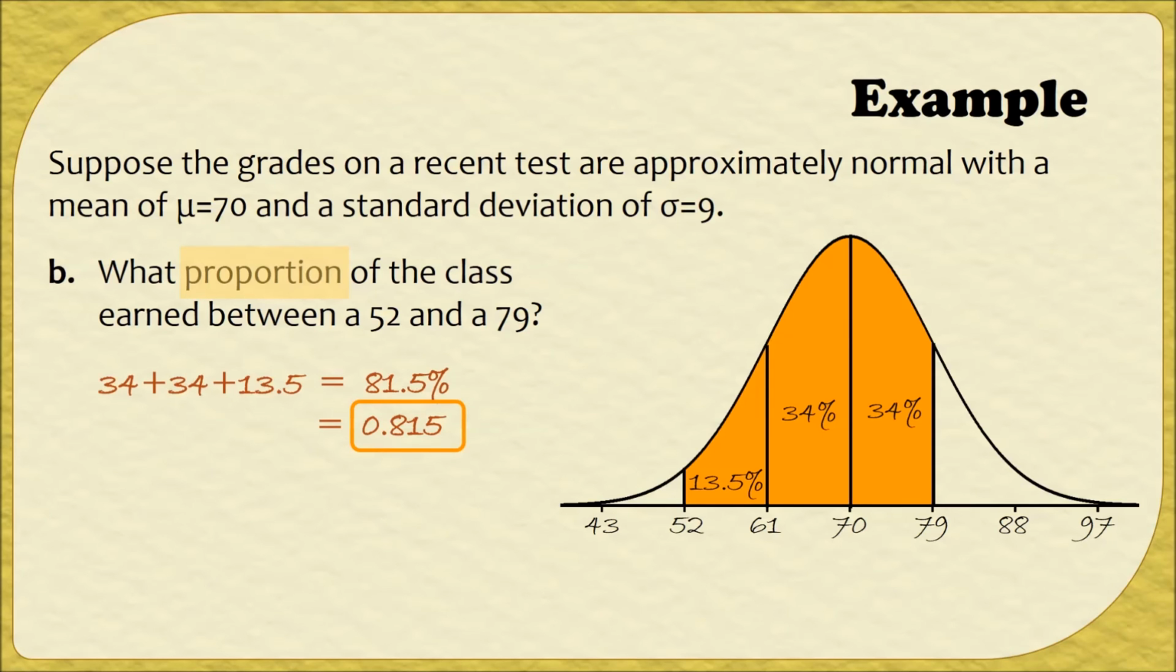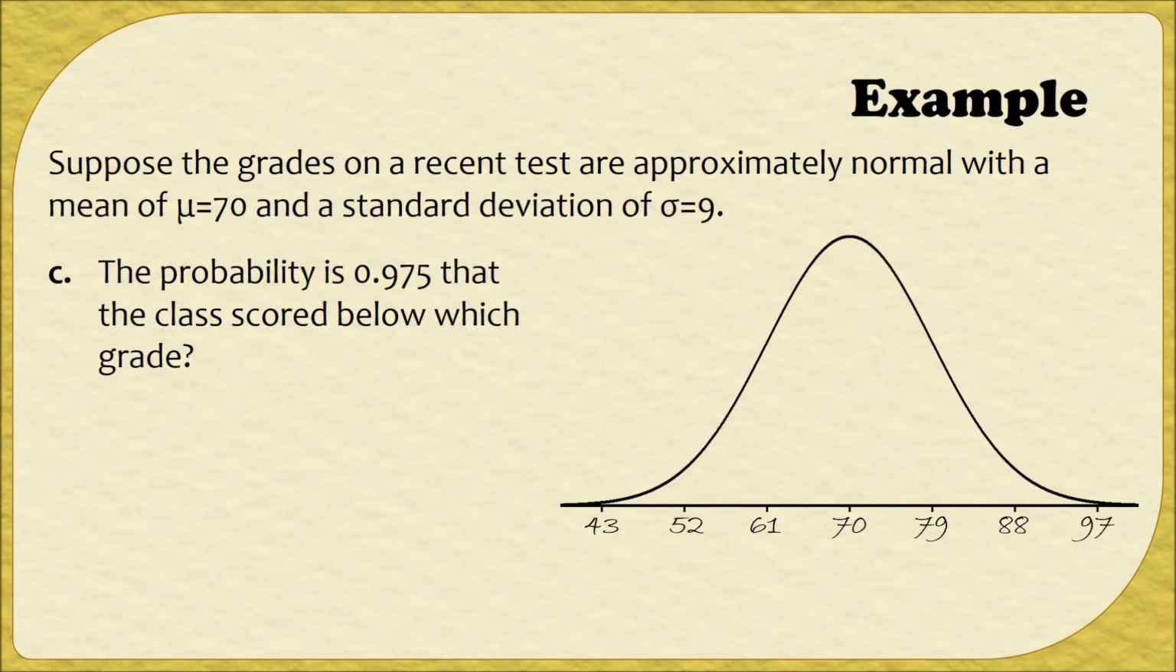Let's do one more example of using the empirical rule together. The probability is 0.975 that the class scored below which grade? Now this question is a little bit different from the two that we looked at previously. Instead of being told a grade or 2 grades and looking for a percentage of values, now we've been told a probability, which is the same thing in this case as a percentage, and we need to figure out a grade. So this is kind of backwards from the problems we've been doing.